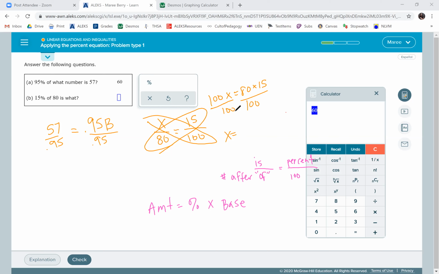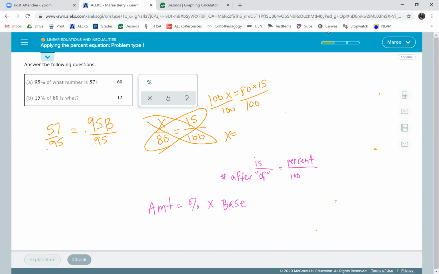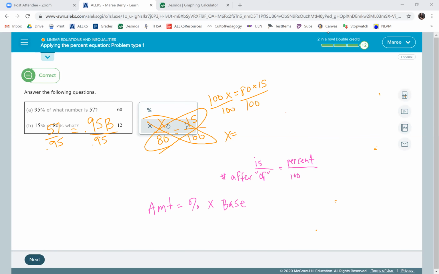Okay, that'll give us the answer. So I'm going to do 80 times 15 divided by 100, and you get 12. I have to clear. Oh, my calculator is up. That's because I'm still in print, I still have my pen on. So x equals 12. And that's the end of the lesson.